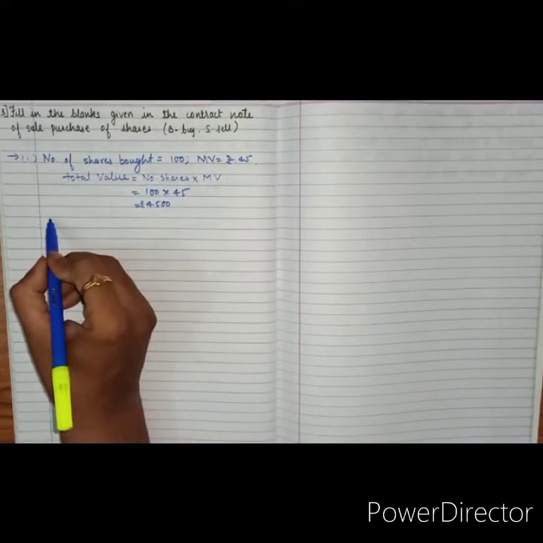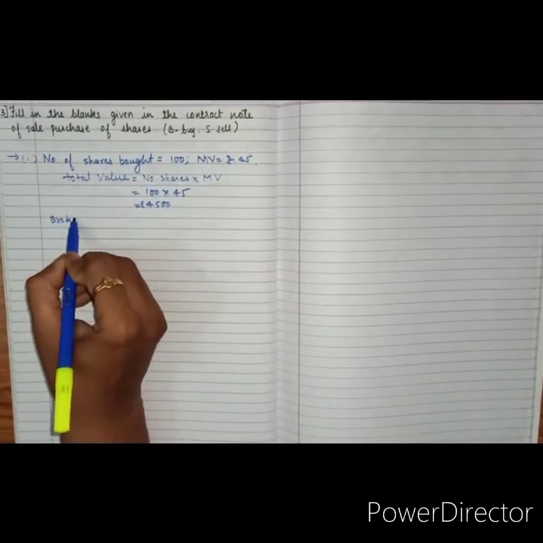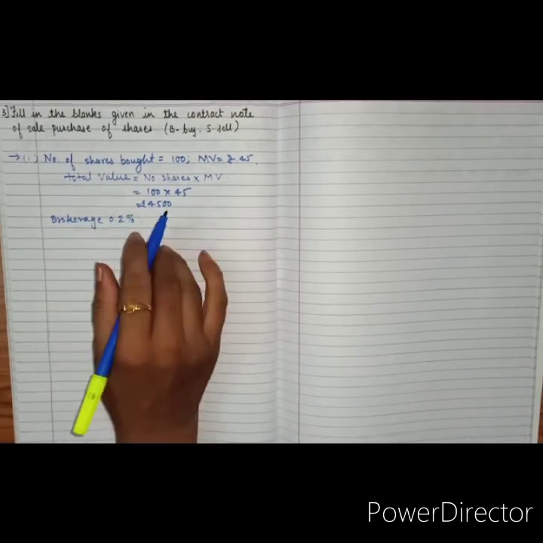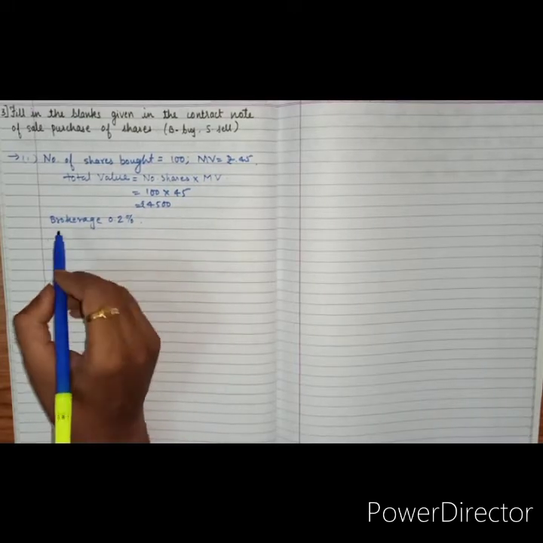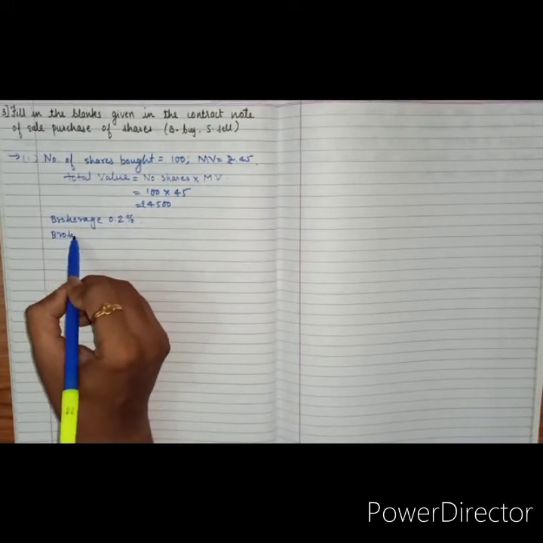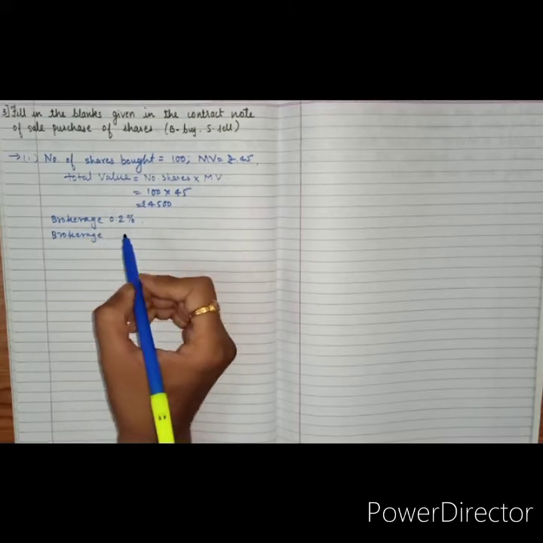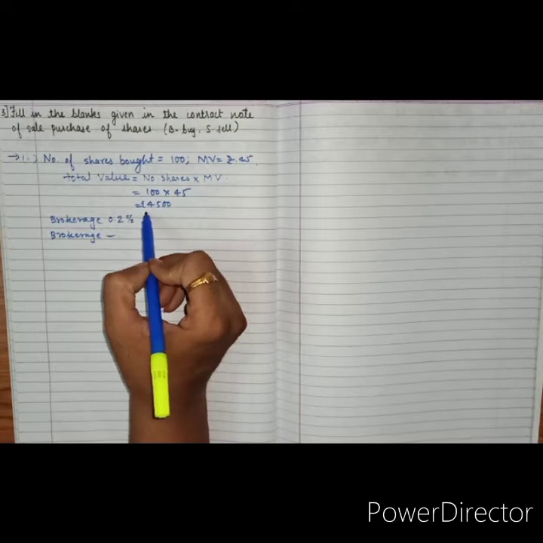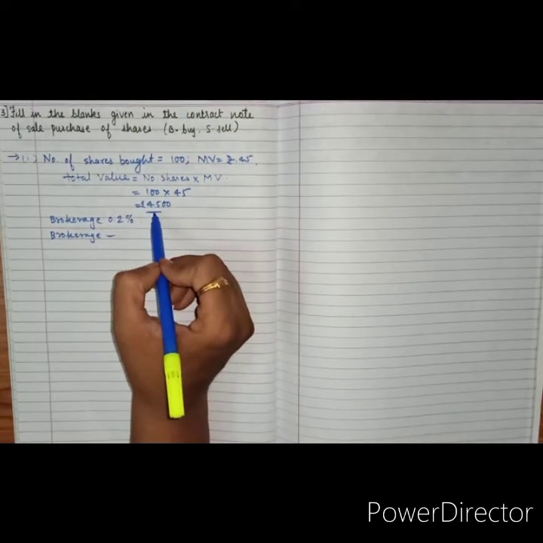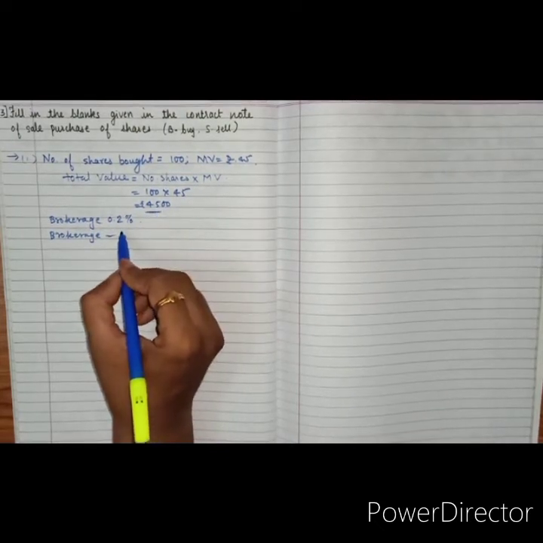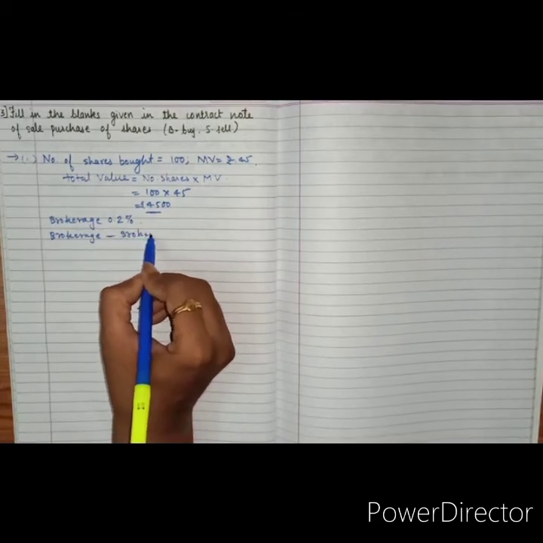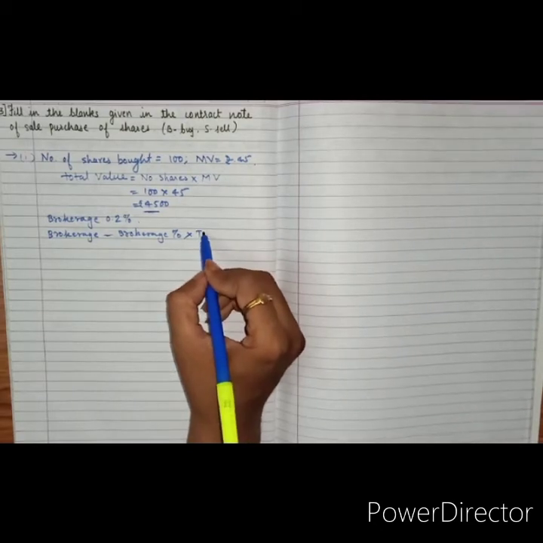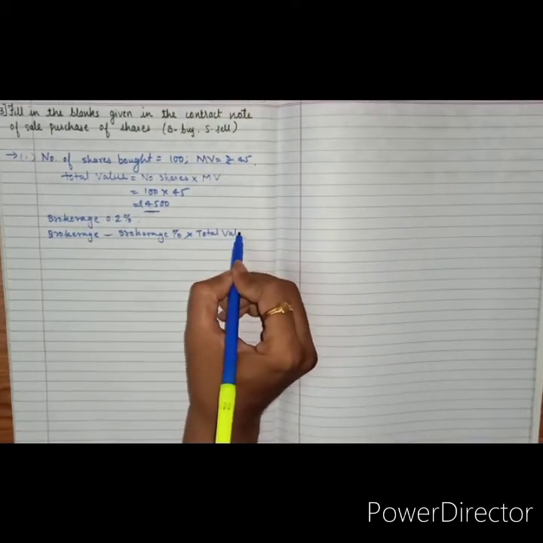So let us write down that. Brokerage is 0.2%. Now 0.2% on what? Brokerage, how you calculate? Brokerage is equal to, see, it will be on what? It will be on the total value, right? So we calculated the total value. So it is brokerage percent into the total value of the share.